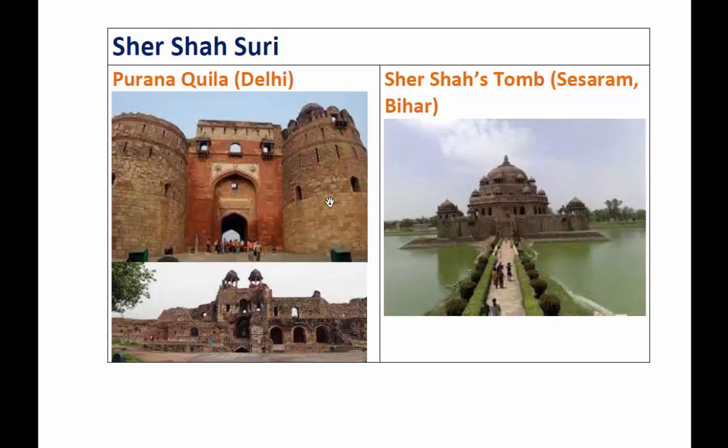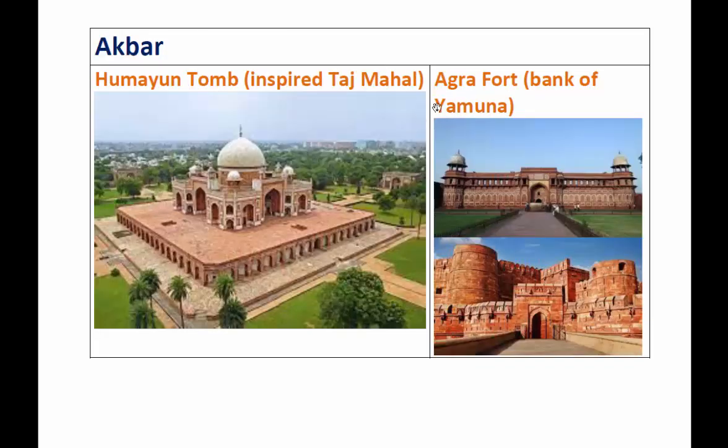in the Mughal period. And Akbar was a very popular figure during the Mughal period. He built Humayun's tomb. Humayun was his father. In memory of his father, he built this tomb. It is said that Humayun's tomb, which you can still see today, inspired the builder of the Taj Mahal. The Taj Mahal's design was most probably a copy of Humayun's tomb. And in Agra, Akbar built the Agra Fort, most probably on the bank of the Yamuna river.